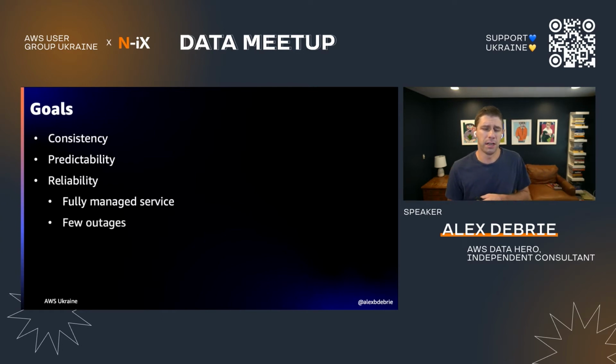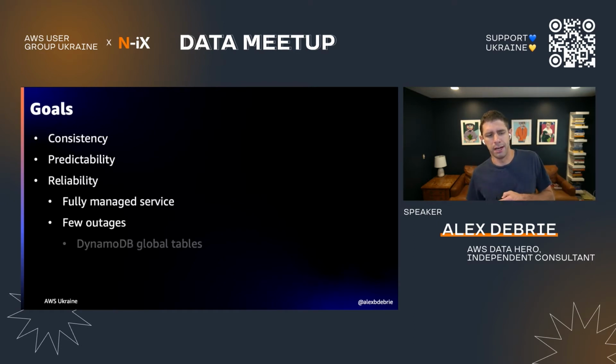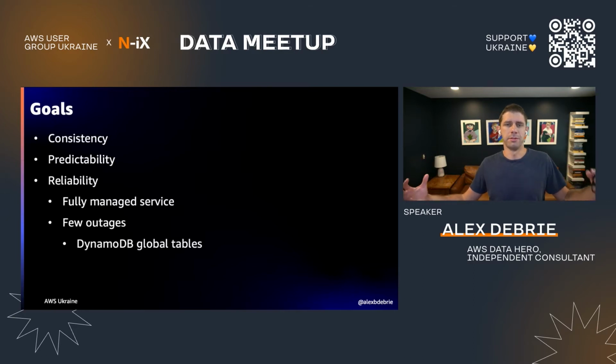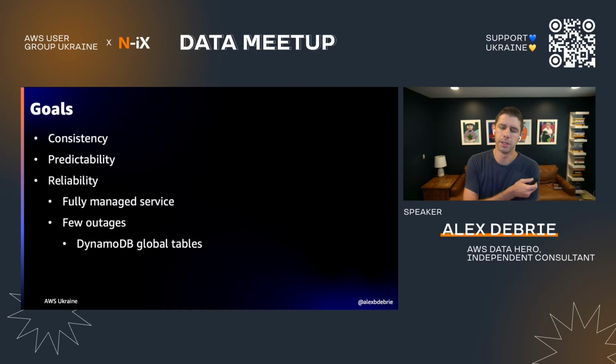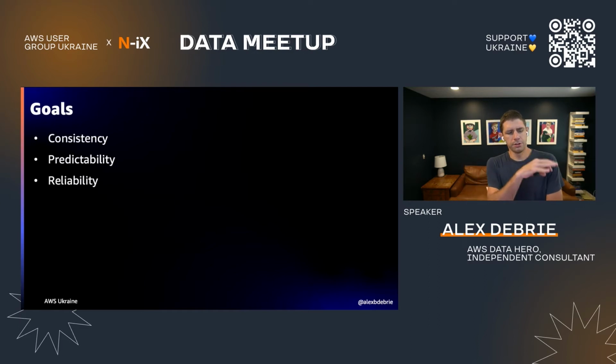Very few outages of the DynamoDB service. Maybe every 2 or 3 years they have an outage, and even then, it takes down half the internet anyway, so most people aren't noticing. But if you can't handle those outages, you can use what are called DynamoDB global tables, because an outage is usually going to be in one region, and global tables are a multi-region replication system, so you can just fail over to another region if you need to. So those are the 3 goals that Dynamo's going for: consistency, predictability, reliability.